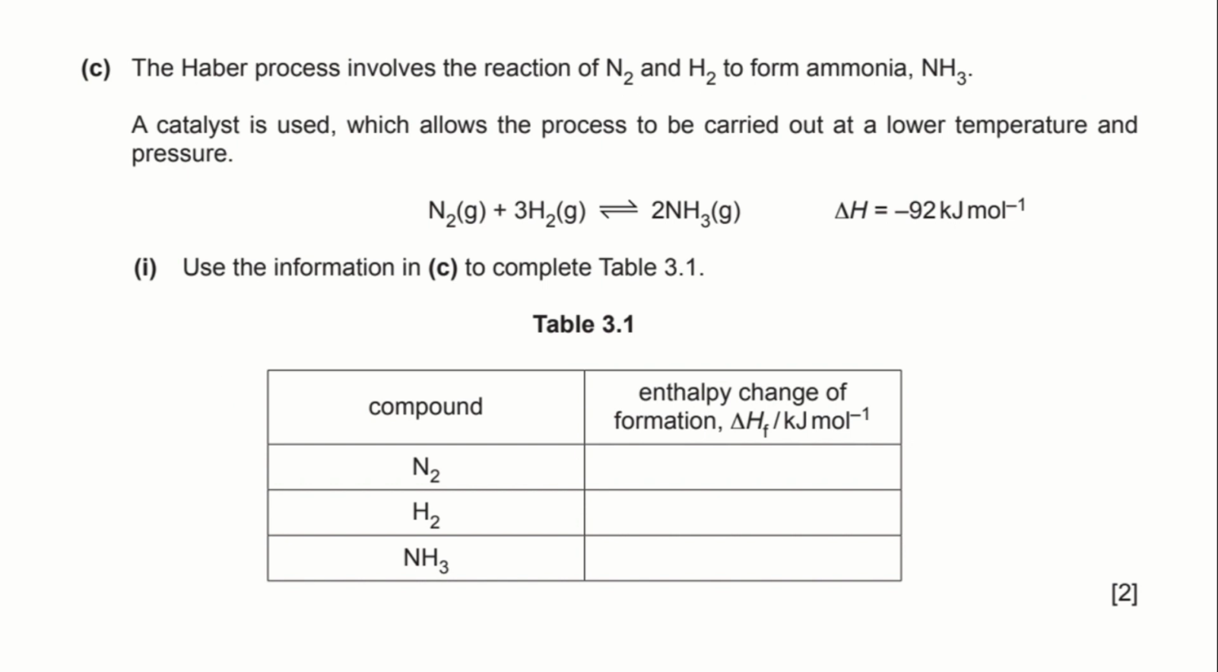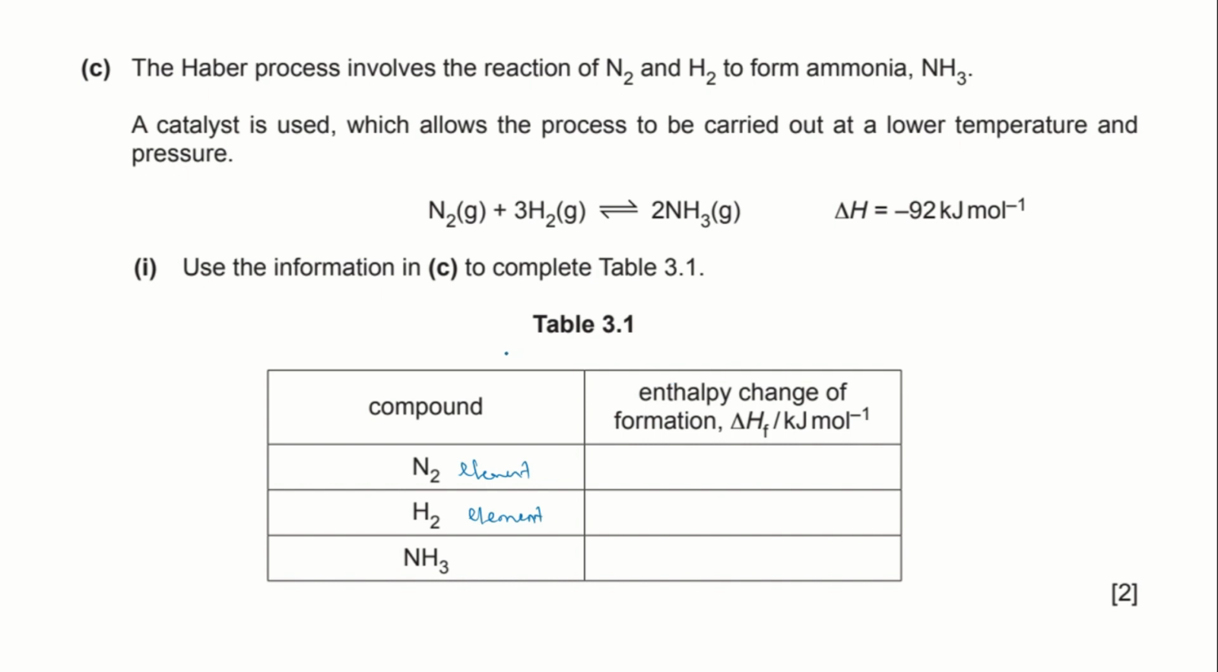Part C is about Haber process because it involves nitrogen as one of the reactants. We are given the equilibrium for Haber process with the delta H. Now we will use this information to complete table 3.1. We are supposed to give the enthalpy change of formation for the reactants and also the product. Now the two reactants are elements, nitrogen and hydrogen. Enthalpy change of formation means one mole of the compound is formed from its element.